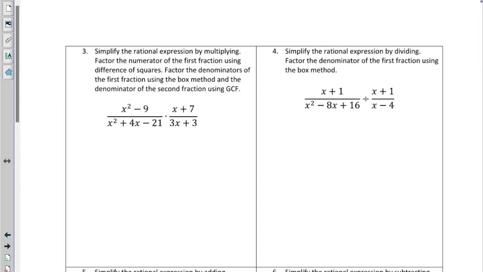All right. Here we are on other rational expressions. This one is all about how do we operate with them? How do we take two fractions with a bunch of x's in them and multiply, divide, add, and subtract?